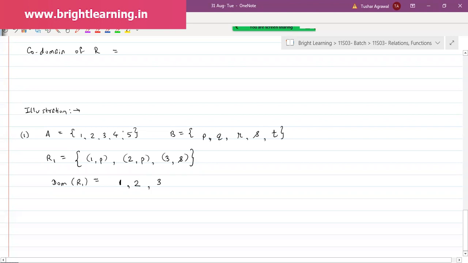So we take these three elements, and that is our domain. 4 has not formed any pair, and 5 has not formed any pair, so they will not be included. So domain of R1 is just the set of elements {1, 2, 3}.